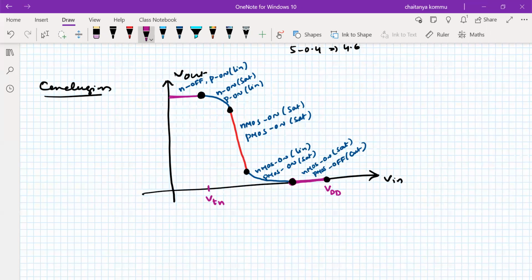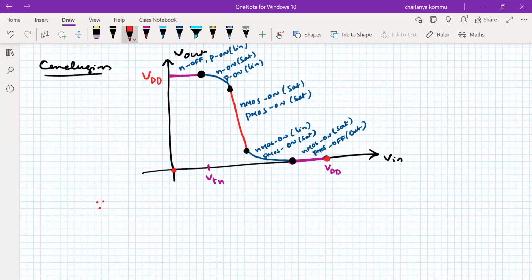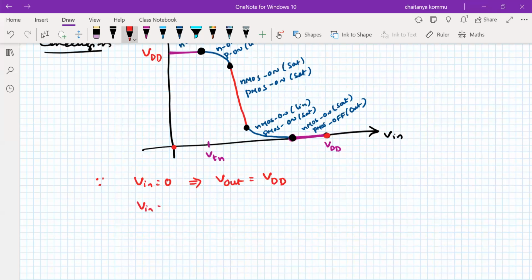So therefore, from this voltage transfer characteristic, we can identify that whenever we apply the logic low value, we get a high value. Whenever you apply the logic high value, we get 0. Therefore, we can simply write: whenever VN is equal to 0, Vout is absolutely equal to VDD. There is no doubt at all. When VN is equal to VDD, for example, if you apply logic high value, Vout is absolutely equal to 0.